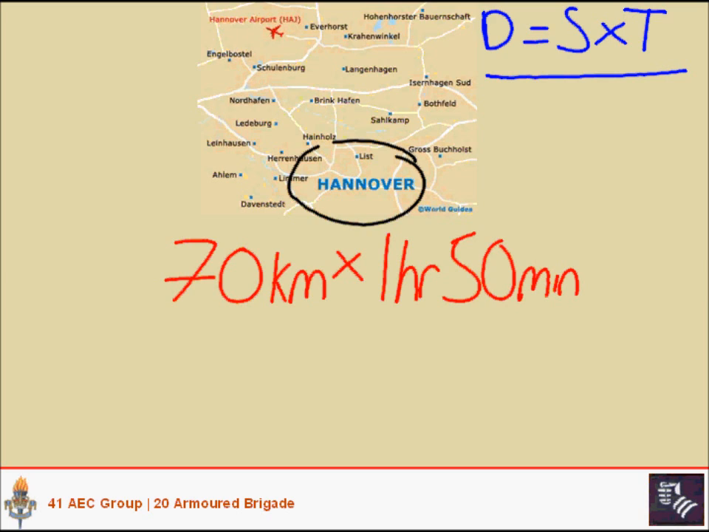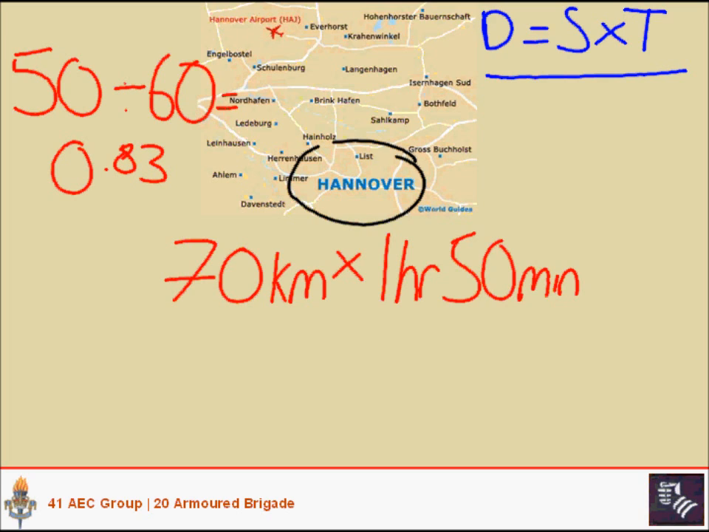This time, we'll have to convert our minutes to decimal time so that we can complete the calculation. When we convert the minutes, all of our figures will be decimals. To convert to decimal time, we must divide the minutes by 60 because there are 60 minutes in an hour. This will give us the minutes in decimal time. 50 divided by 60 equals 0.83. You may need to use a calculator to work this out.